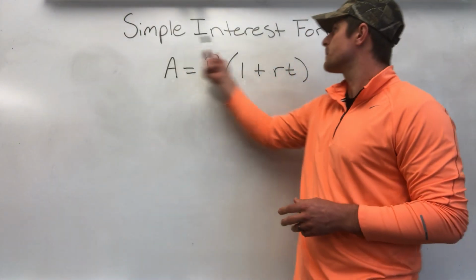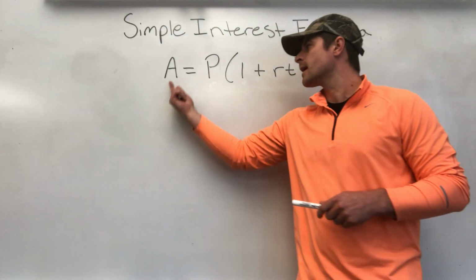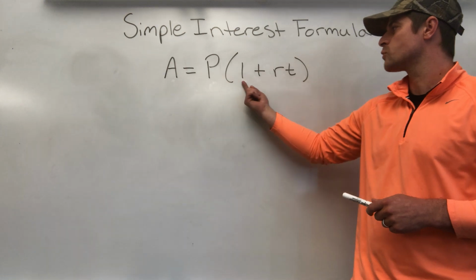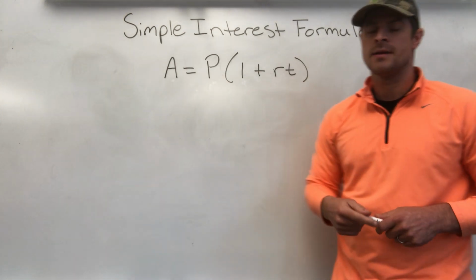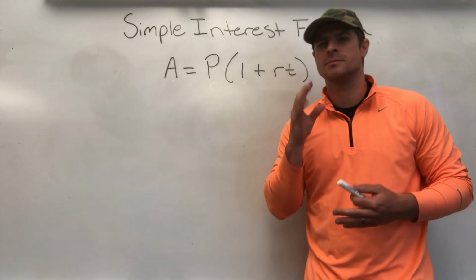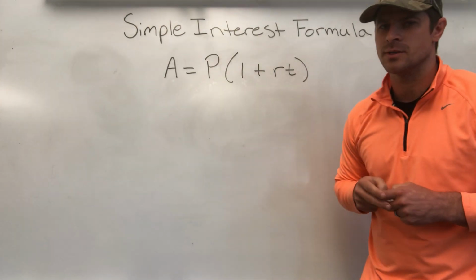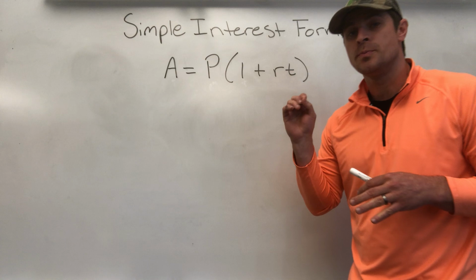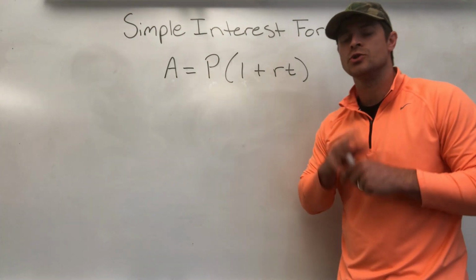All right, we're going to talk about the simple interest formula. Account balance equals our principal times 1 plus our rate times our time. And with March Madness going on right now, we're going to use some numbers that have to do with the NCAA bracket.